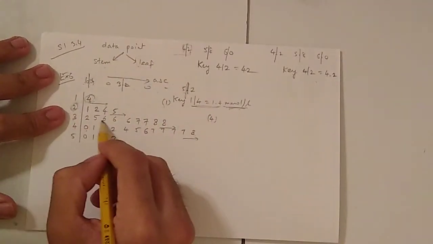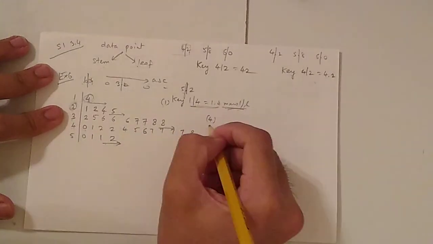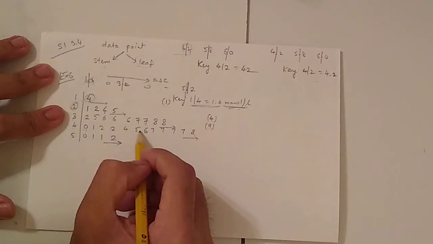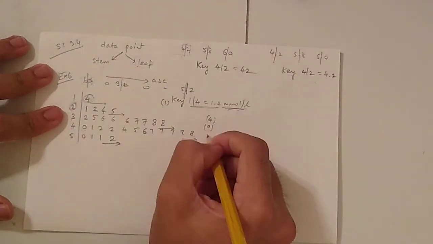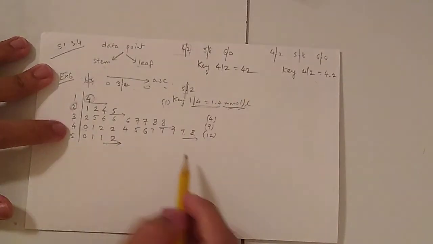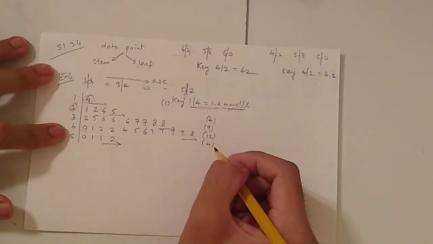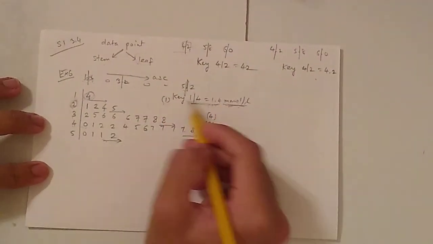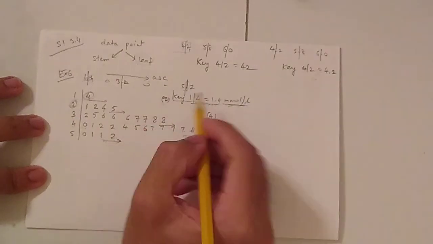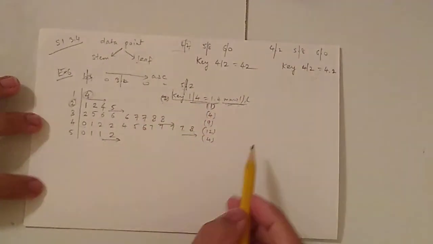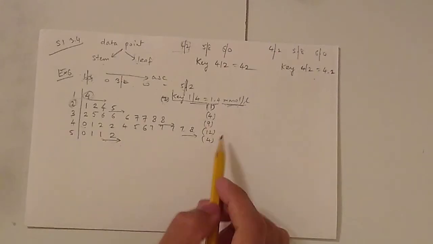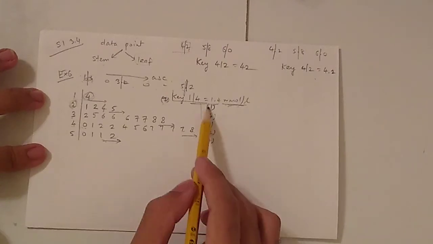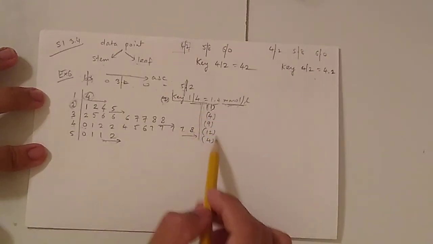Then in the third one, 1, 2, 3, 4, 5, 6, 7, 8, 9, there are 9 leaves. In the fourth stem, there are 12 leaves, and there are 4 leaves in the final stem. This should actually be written down over here, but because of the lack of space, I did not write it. Let me just write it down here. Write down the frequencies in brackets, away from the data. Do not mix it up with the data. Put some space and write down the frequencies.